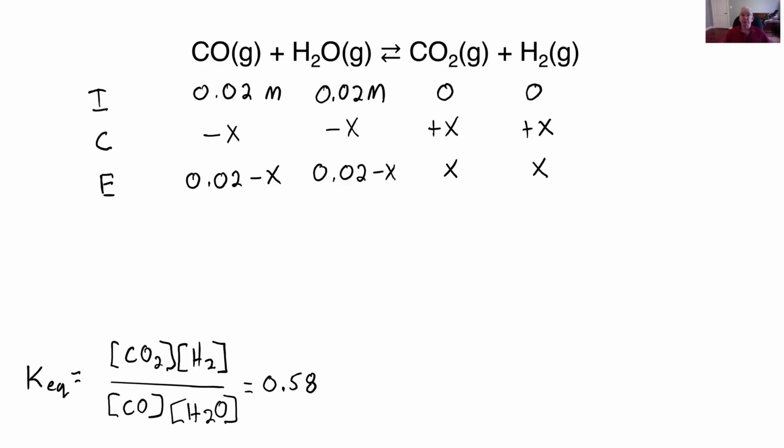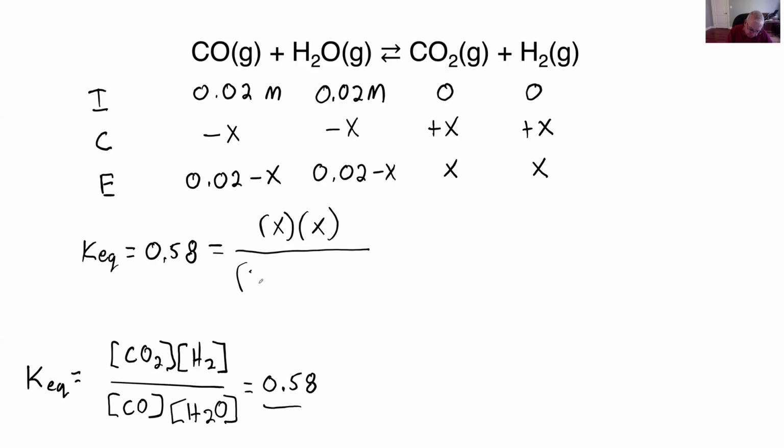Right now, I don't know any of those concentrations. I know nothing about those final concentrations, so I can't just pull a number for X out of someplace. I don't have to, because I now know the equilibrium constant. So now, borrowing from below there, I'm going to say my equilibrium constant, which is equal to 0.58, is equal to X for the CO2 concentration times X for the hydrogen concentration over 0.02 minus X, and I have that same term twice as well.